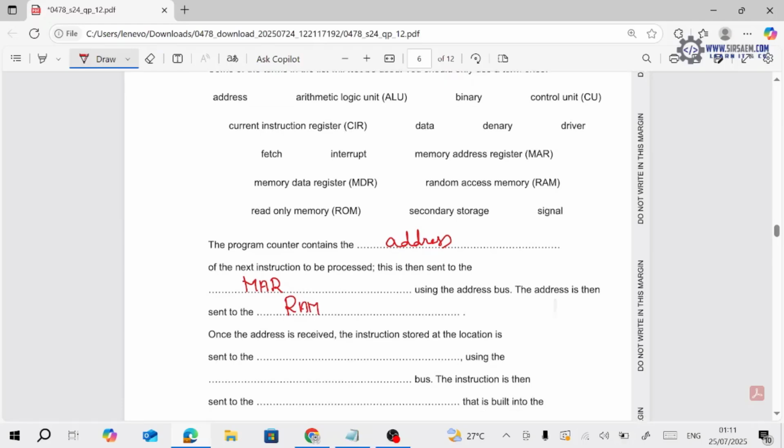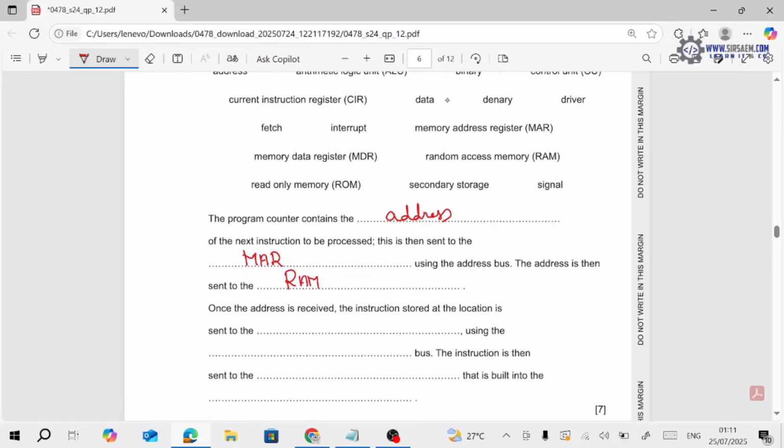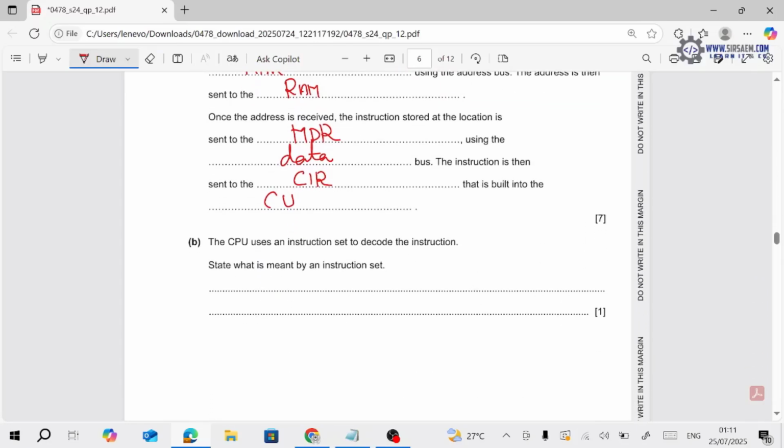Once the address is received, the instruction stored at the location is sent to the MDR, the memory data register, using the data bus, obviously. The instruction is then sent to the current instruction register that is built into the CU, control unit. The CPU uses an instruction set to decode the instruction. What is meant by instruction set? Obviously, instruction set means all that list of commands that can be processed by the CPU.